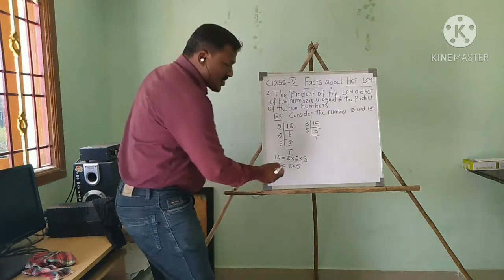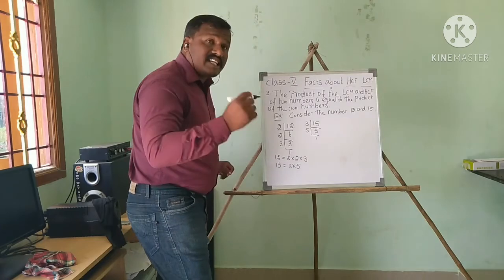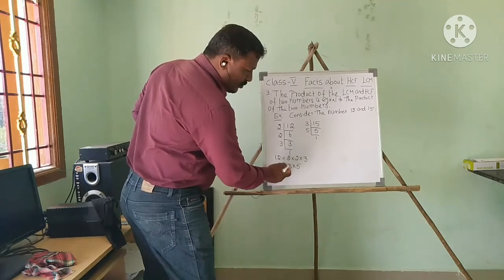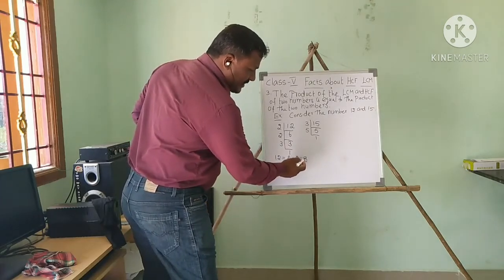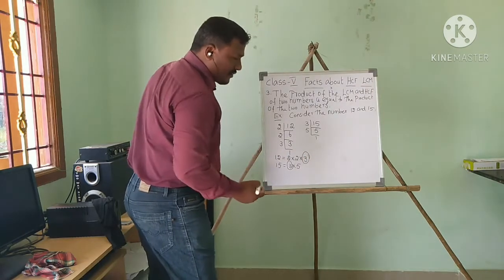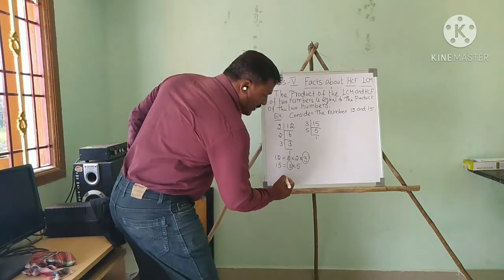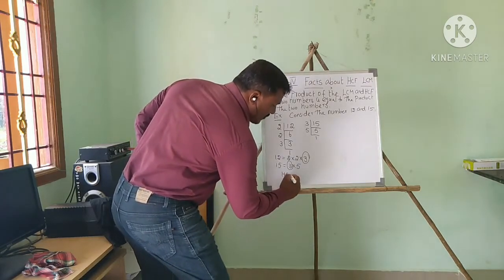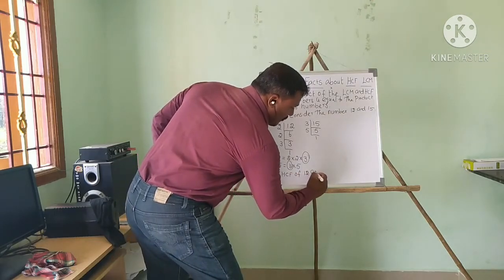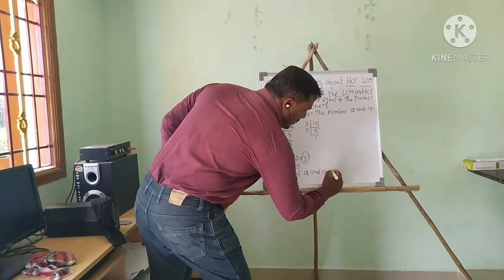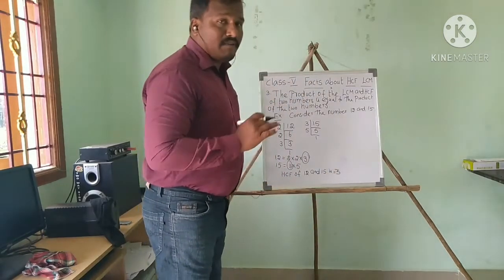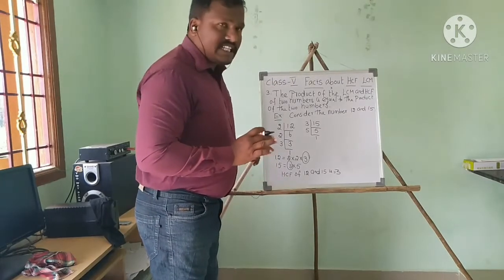Now, of these two factorizations, which is the common factor? First we have to find the common factor. Here see 2, there is no 2. Here 3 is there. 5, there is no 5. So this 3 is the common factor. So this is the HCF of 12 and 15, which is 3. 3 is the highest common factor. So we found the HCF.